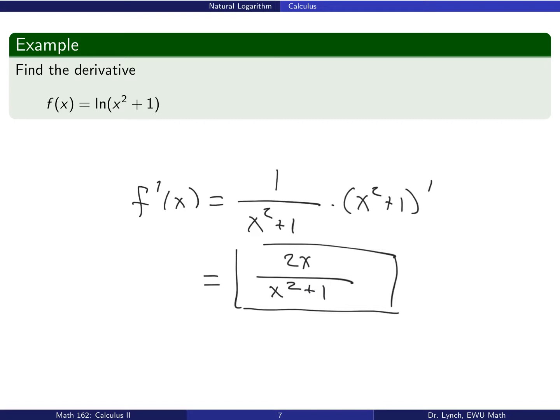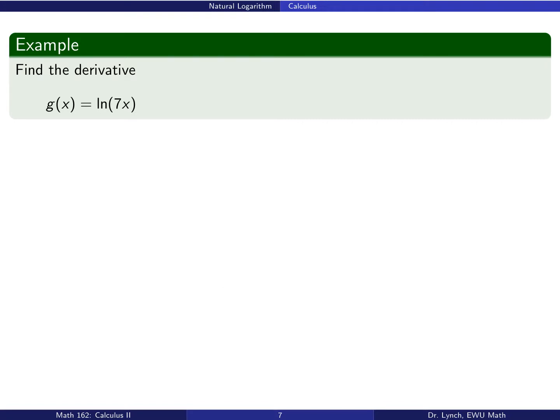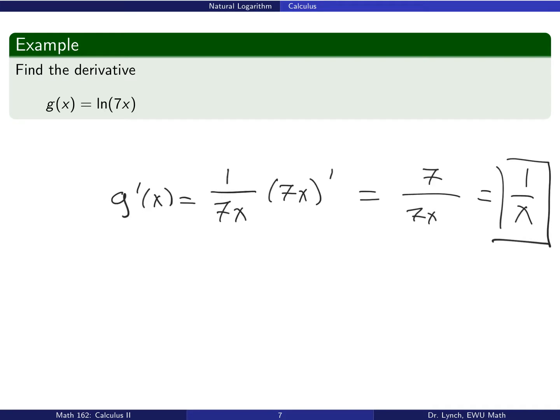Here's another example. Let's find the derivative of the natural log of 7x. Now we can go ahead and just use properties of, or the chain rule here as well. And perhaps surprisingly, when we simplify, we see that the 7's cancel and the derivative of natural log of 7x is exactly 1 over x. Now that may seem unusual, but it turns out it's not, and we can use properties of the natural log to show why this is true.